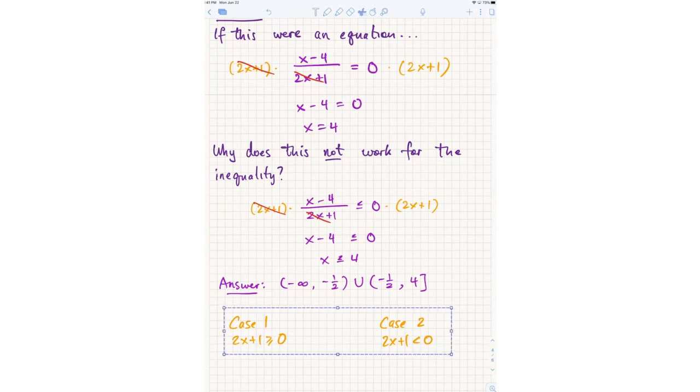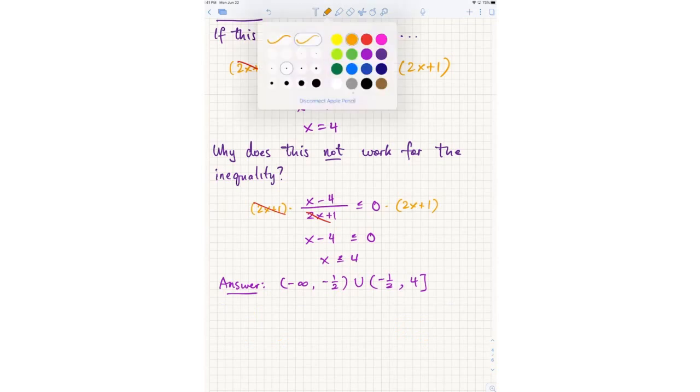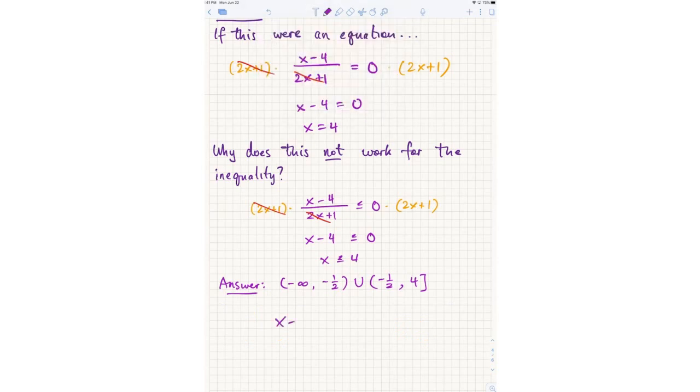But that's really annoying, especially if you have a lot of factors in the denominator. For instance, what if I added another factor and another factor? You would have cases for each of these, right? Positive or negative, positive or negative, positive or negative. So I'd have two cases, two cases, two cases. I would end up with 8 cases total. That's just a lot of work.